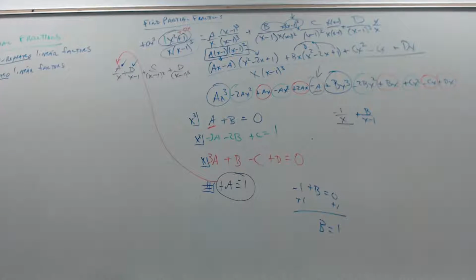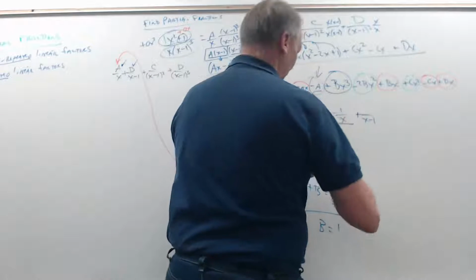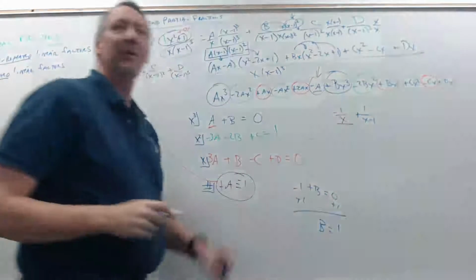Did you say b is 1 over x minus 1? What'd you say? Would you do 1 over x minus 1? Oh, sorry, 1 over x minus 1. That's what I meant. Yeah, 1 over x minus 1. That's what I meant to put.